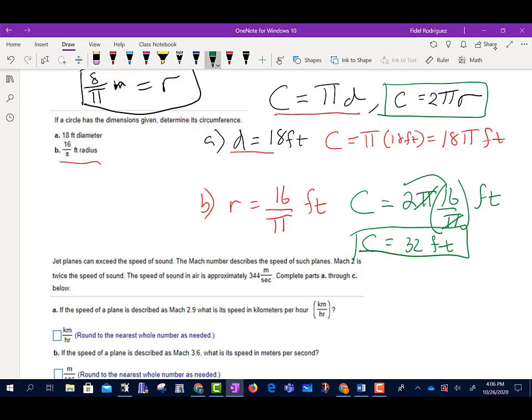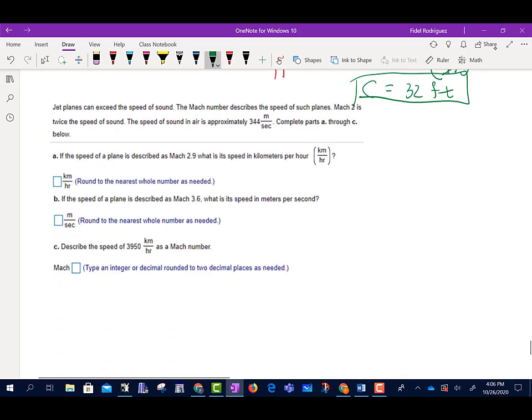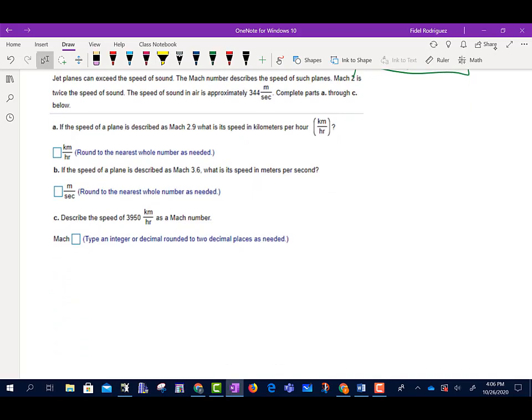All right. So let's see if we can figure out this next problem here. It says jet planes can exceed the speed of sound. The Mach number describes the speed of such planes. Mach 2 is twice the speed of sound. And the speed of sound is approximately 344 meters per second. Okay, and it says in part A, if the speed of the plane is described as Mach 2.9, what is the speed in kilometers per hour?